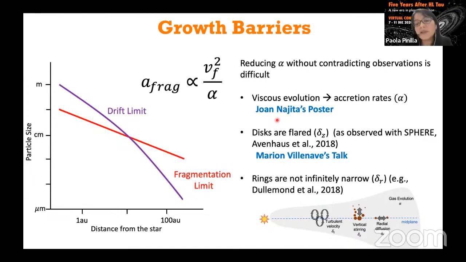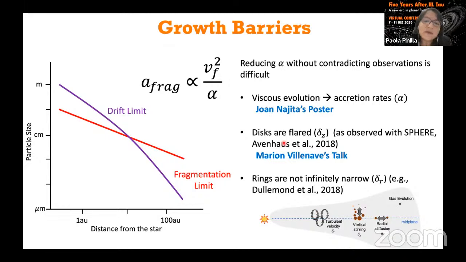But in addition to that, if alpha is extremely low, the disk will be flatter than we are actually observing, not only with SPHERE, but also with ALMA. And Marion has a talk of beautiful edge-on disks observed with ALMA, where you can see a little bit the vertical structure of the disk. So the dust cannot be fully settled to the midplane.